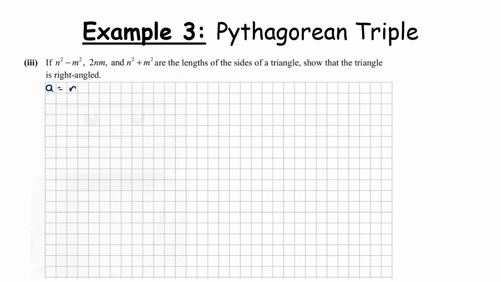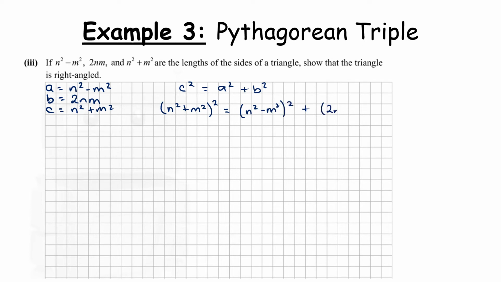So we have a is equal to n squared minus m squared. We have b is equal to 2nm, and we have c, which was equal to n squared plus m squared. And we want to basically again prove that c squared is equal to a squared plus b squared. So we have n squared plus m squared, all to be squared, equals n squared minus m squared, again all to be squared, plus 2nm, all to be squared. So I'm actually going to work these all separately. I'm going to leave a bit of space to come back.